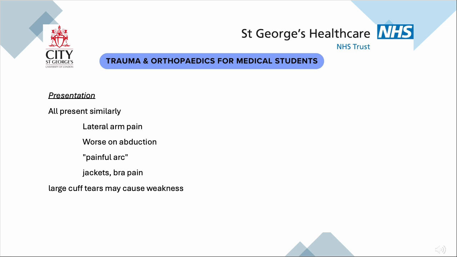Frustratingly, all of these basically present in the same way. There is pain over the lateral aspect of the arm, which is worse on abduction, and patients describe this painful arc between about 80 and 120 degrees of abduction and sometimes flexion. They describe pain and catching when they put on a jacket or reach around to try and do up their bra, and commonly painful at night. If they have a rotator cuff tear and it's large, there may also be weakness, but sometimes the weakness comes from the associated pain.